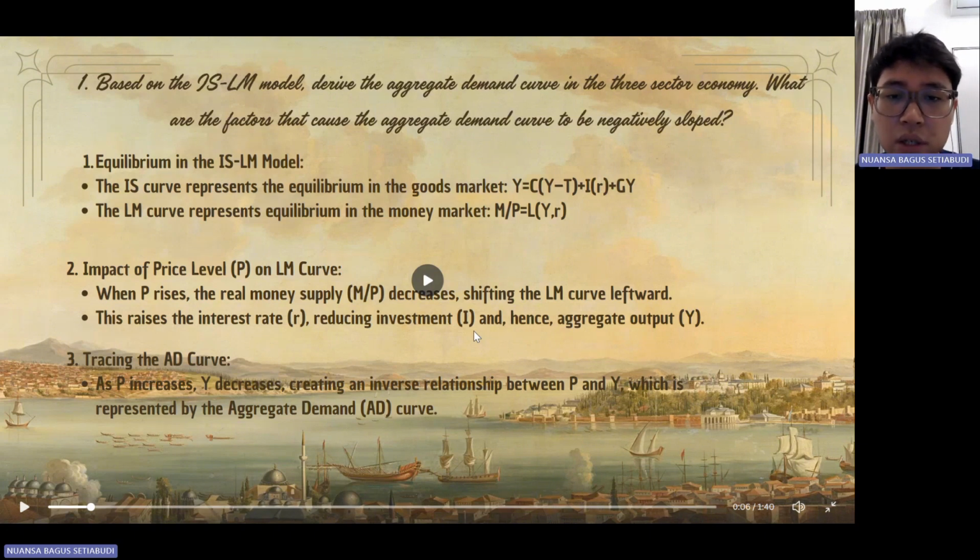And finally, we trace the relationship between the price level P and output Y. As the price level P increases, output Y decreases. This creates an inverse relationship between P and Y, which is captured by the aggregate demand AD curve. So, in summary, the AD curve is derived by observing how changes in price level P impact output Y through the ISLM framework. In the next part, we'll explore the diagram.